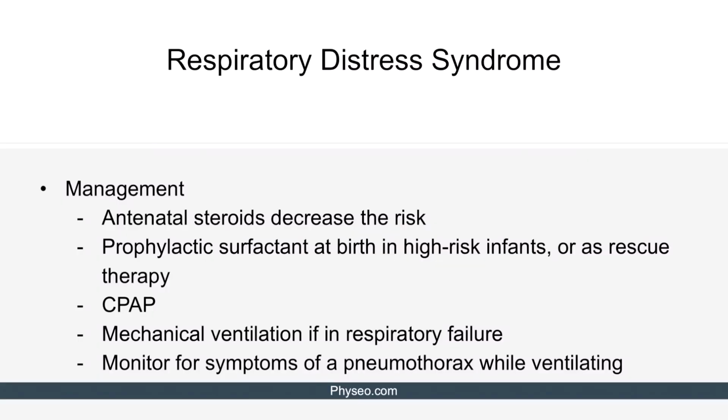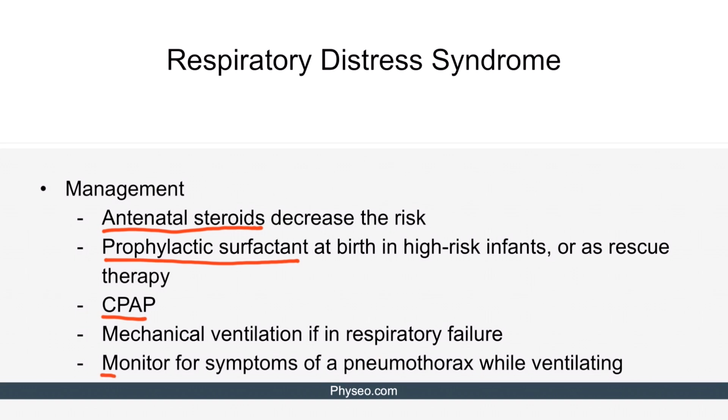In order to decrease the risk of developing RDS, any mother that is at risk for preterm delivery should receive antenatal steroids. Once an infant is born, they can receive artificial surfactant in order to decrease symptoms. However, surfactant can also be administered when an infant becomes symptomatic as a rescue therapy. Infants with RDS may require ventilatory support, either with CPAP or with mechanical ventilation if they're in respiratory failure.